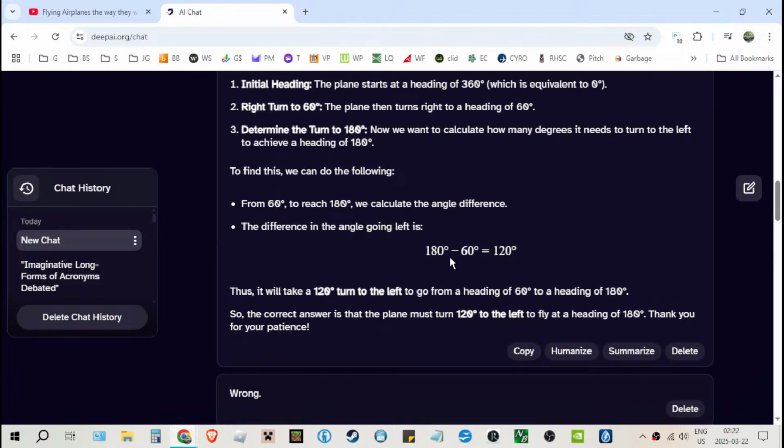But see, again, it minused. It says the correct answer is the plane must turn 120 degrees to the left to fly at a heading of 180 from 60 degrees to 180 degrees. And that's wrong. Because if you're at 360 and you want to go to 180, you have to turn 180. So you can't turn less than.